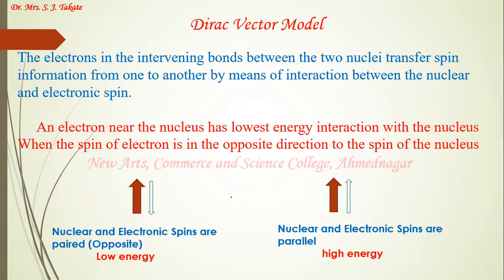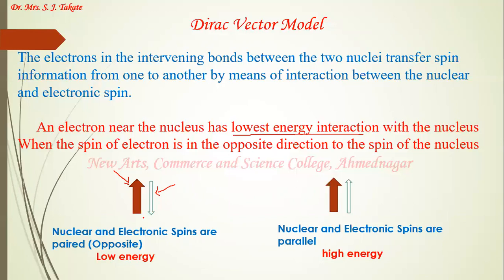Electrons in the bonding orbitals try to remain close to the nucleus and try to have the lowest energy interaction with the nucleus. The electrons present in the bonding orbital can have two different types of interactions with the nucleus, that is, with the nuclear spin. This is the first situation, where this is the nuclear spin and this is the electronic spin. This is the orientation in which the nuclear spin and electronic spin are opposite to one another.